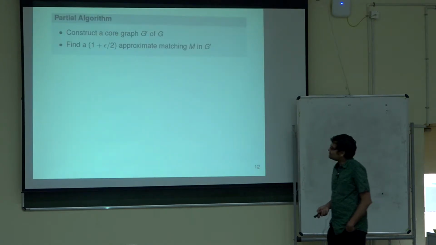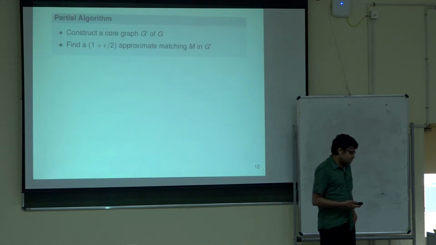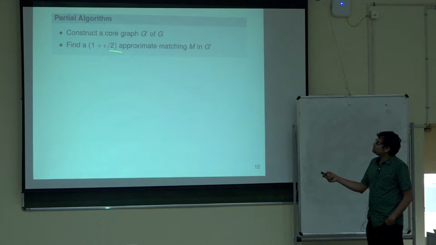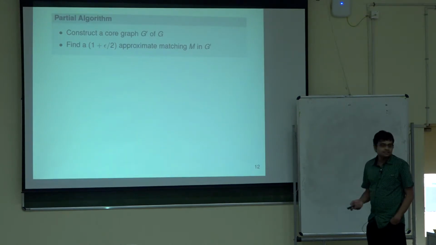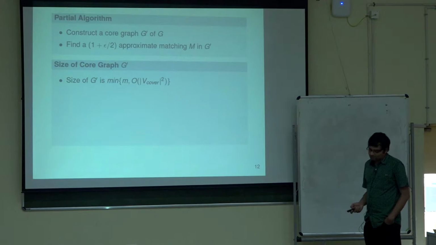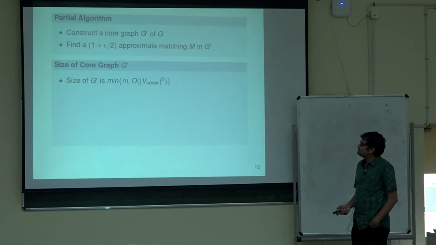So this is my algorithm. I'll construct a core graph G' of G and compute a (1 + epsilon/2)-approximate matching in G'. Okay, so a very good matching in G'. Now let's see what's the size of this core graph.